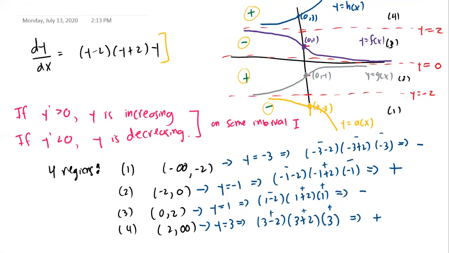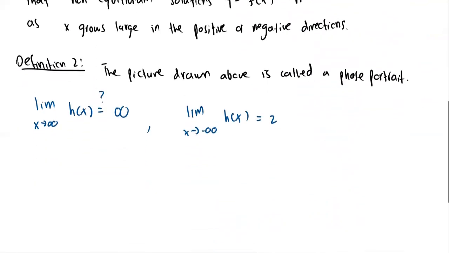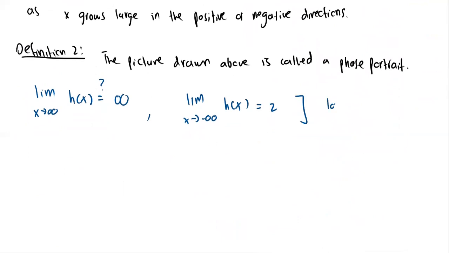So, three very important things to get from phase portraits. Okay. On what region do these solutions lie? Are the solutions increasing or decreasing? And finally, what's the long run behavior of solutions? This here is what we call long run behavior.